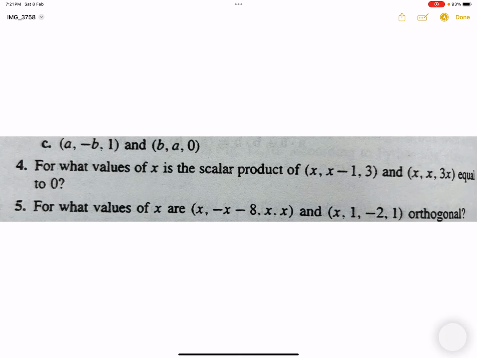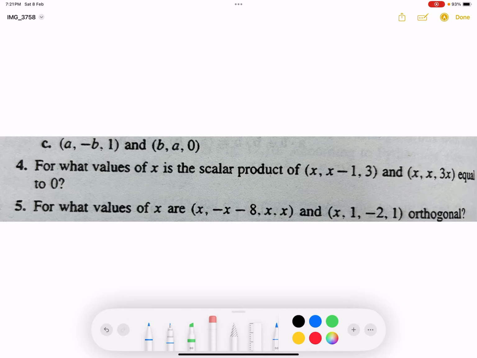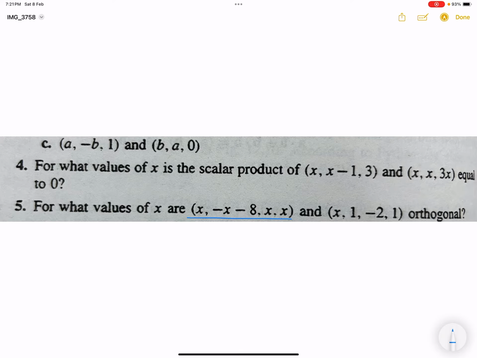For what values of x are these two vectors orthogonal? So two vectors are orthogonal if their dot product is 0. So we have (x, minus 8, x) dot product (x, x). If they are orthogonal, you need to mention that a dot b equals to 0. So if a is this, b is this, dot product with x, 1, minus 2 and 1.